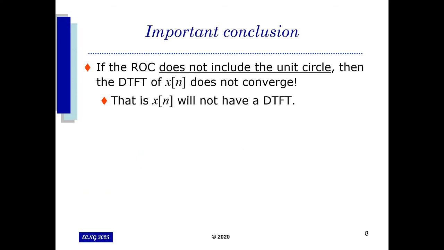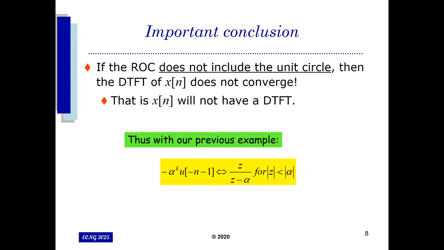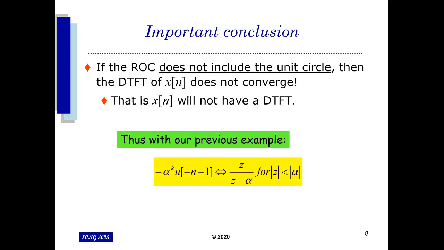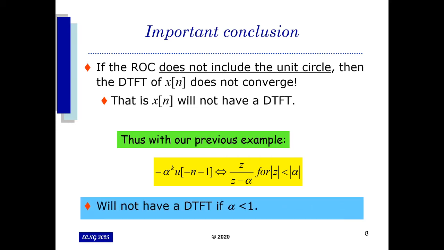One thing to note is that if the region of convergence does not include the unit circle, the DTFT of x of n will never converge. So that just means that x of n will not have a DTFT. And for our previous example, we had the region of convergence of modulus of z less than modulus of alpha. The DTFT will not exist if alpha is less than 1.